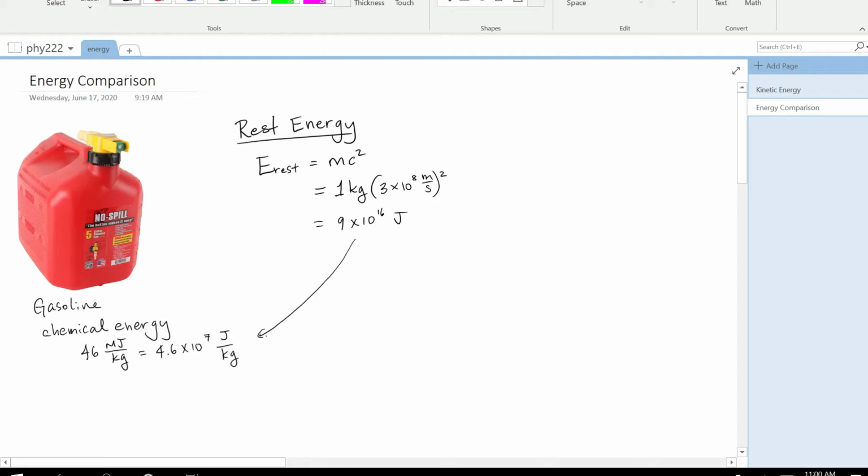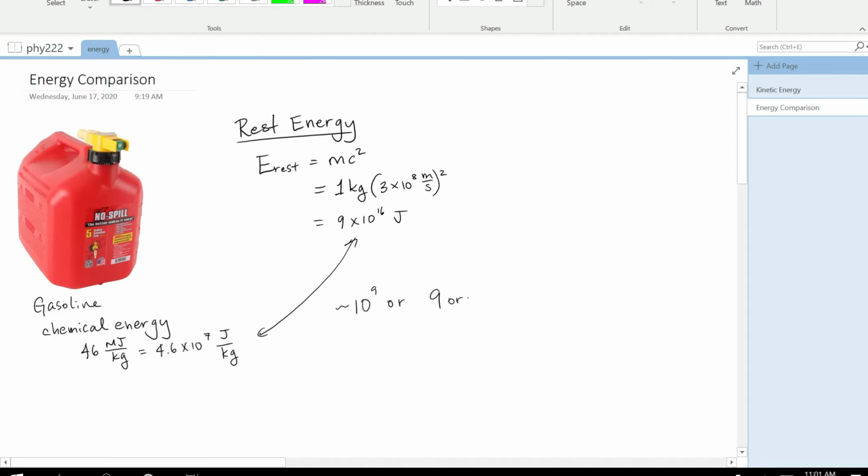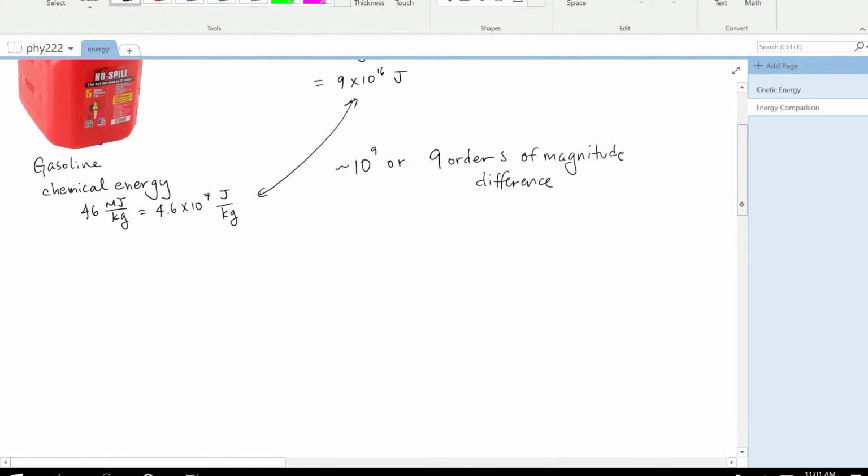So if I compare the rest energy of 1 kilogram to the chemical energy of 1 kilogram of gasoline, what we see is that there's approximately 10 to the 9, or 9 orders of magnitude, difference between the two. So the amount of chemical energy that we get from burning gasoline is much, much smaller than the amount of energy that we see in the rest energy.